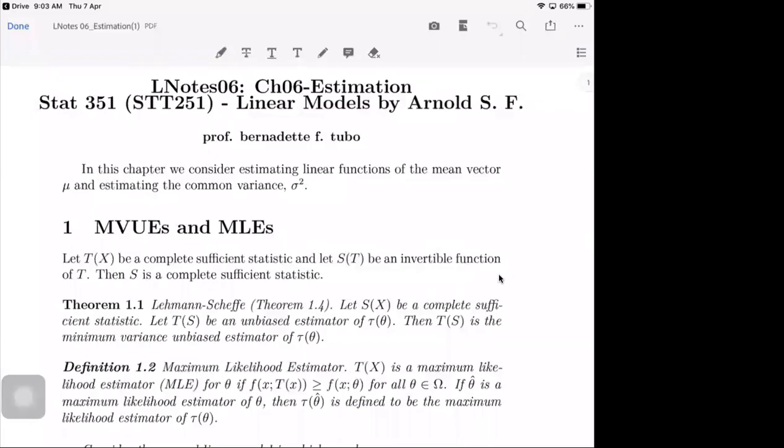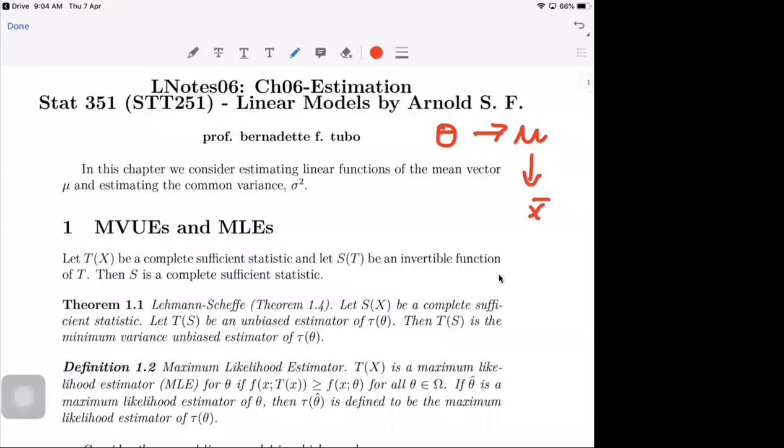So good morning. This morning we are going to discuss chapter 6 of Arnold, which talks about estimation. In estimation, what we are looking at is trying to get an estimate of our parameters, theta, or our mean vector mu, to be estimated by x bar.